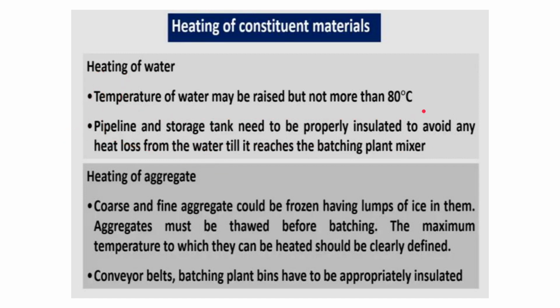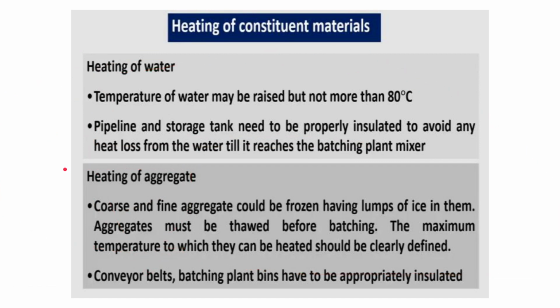So firstly, it can be heated to 80 degrees centigrade, and also the pipeline and storage should be insulated so that there is no heat loss till it reaches the batching plant, and so that the water is not cooled before it reaches the batching plant, otherwise there is no use of heating. These are some of the criteria which can be used in water heating.